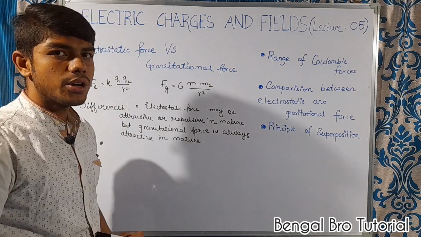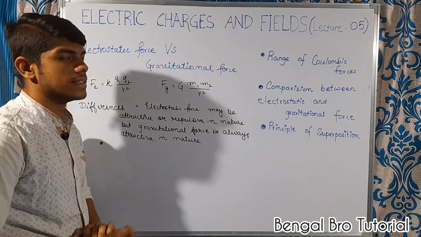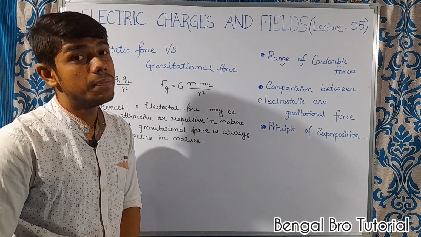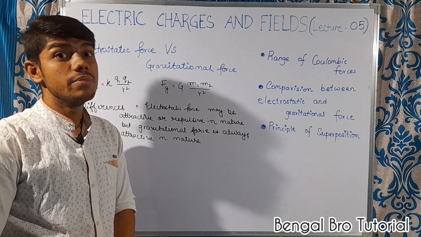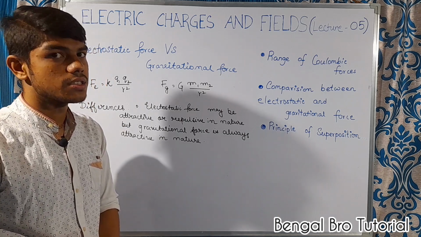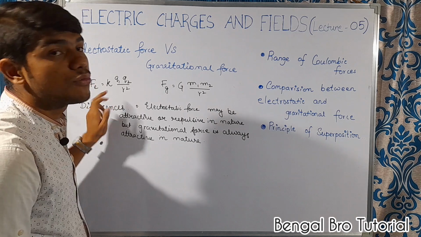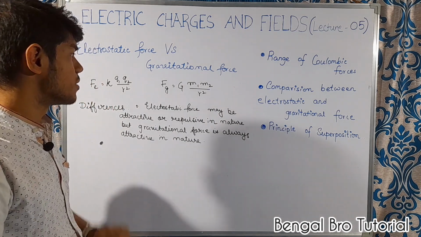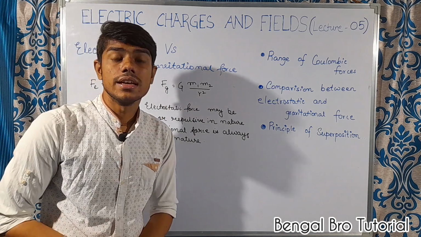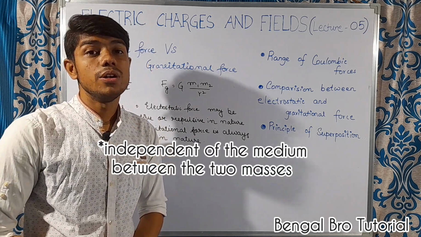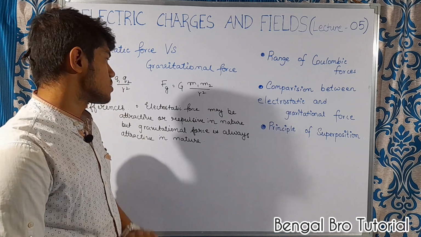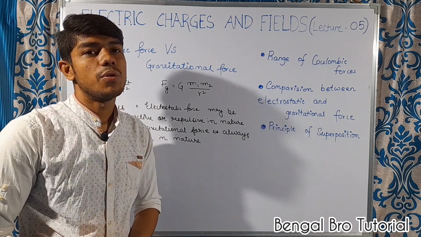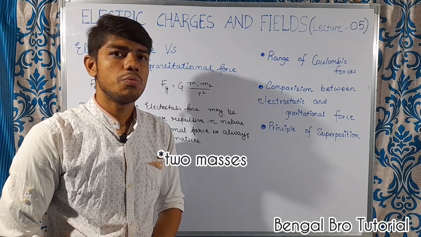Now, the second point of difference between the two forces is that the electrostatic force is medium dependent. It depends upon the medium between the two point charges, because the electrostatic force constant is medium dependent. But in case of gravitational force, it is independent of the medium between the two point charges, because gravitational constant does not depend upon the nature of medium between the two point charges.